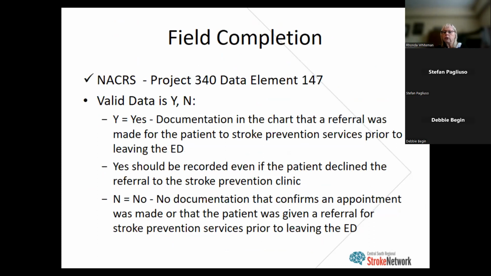Again, the completion is either a yes or no. Yes, there's documentation that a referral has been made prior to leaving the ED. It is recorded as yes if the referral is made, but the patient refuses. No, if there's no documentation in the chart of referral.